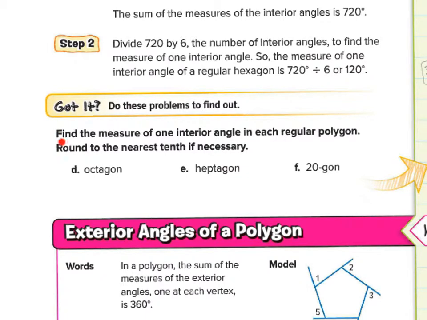Now that we know that, let's solve these: an octagon, a heptagon, and a 20-gon. Octagon, 8 sides. Heptagon, 7 sides, and 20-gon. Go ahead and pause the video now.